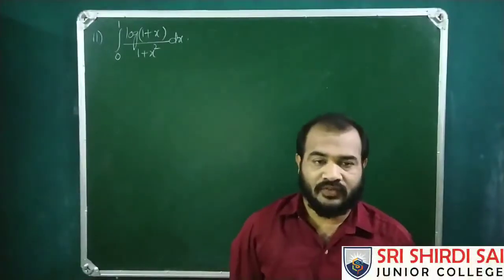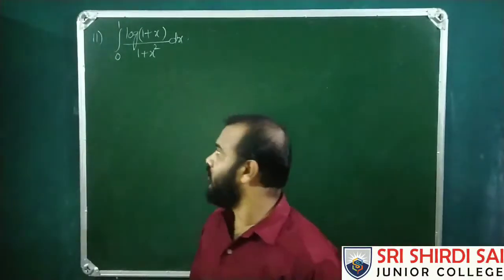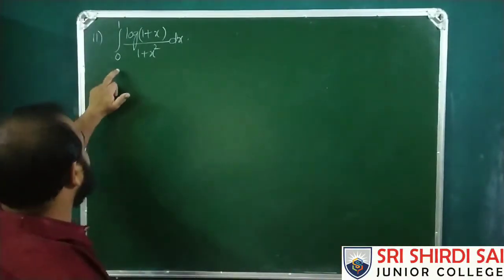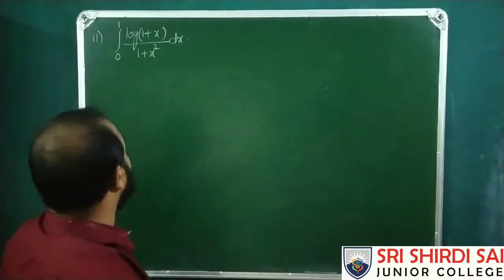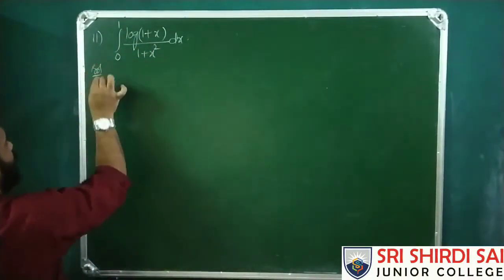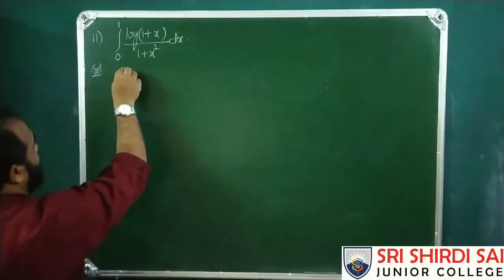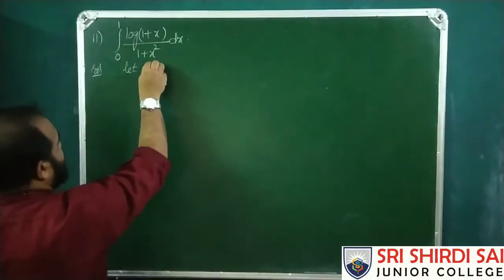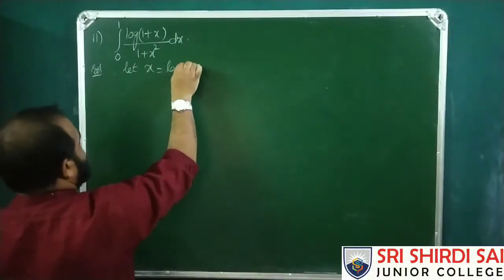Let us continue from where we stopped yesterday. So 11th question: integral 0 to 1 of log(1 + x) by (1 + x square) dx. First and foremost, let us take a substitution. Let x equal to tan theta.